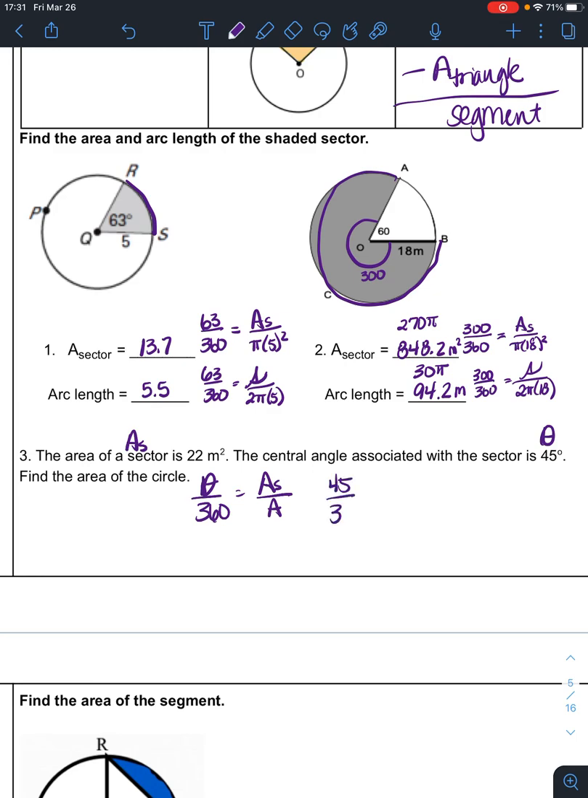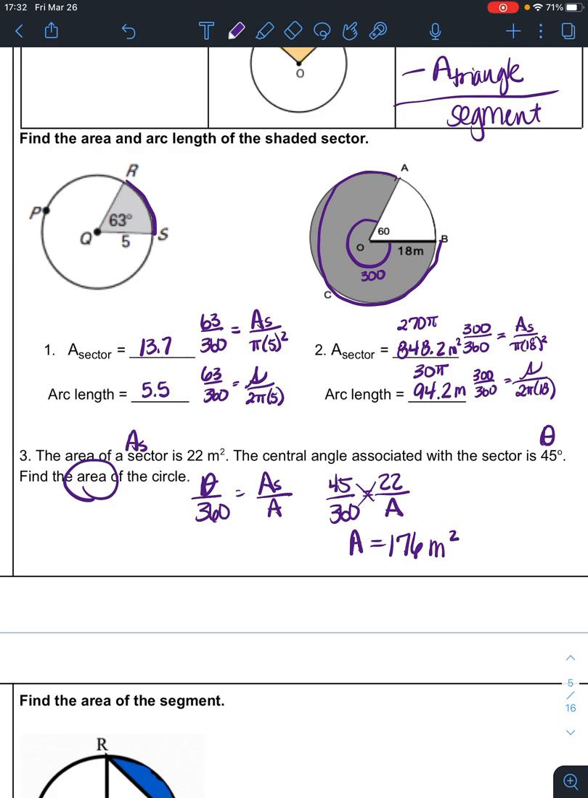So theta was 45 out of 360 degrees. The area of the sector was 22 over the entire area. So I don't have to use pi r squared because all I'm asking for is the area. I could put pi r squared there, solve for r, and then go find the area. But since pi r squared is the area of a circle, I'm just going to do it like this to simplify things a little bit. And we get that the area of the circle is 176 meters squared.